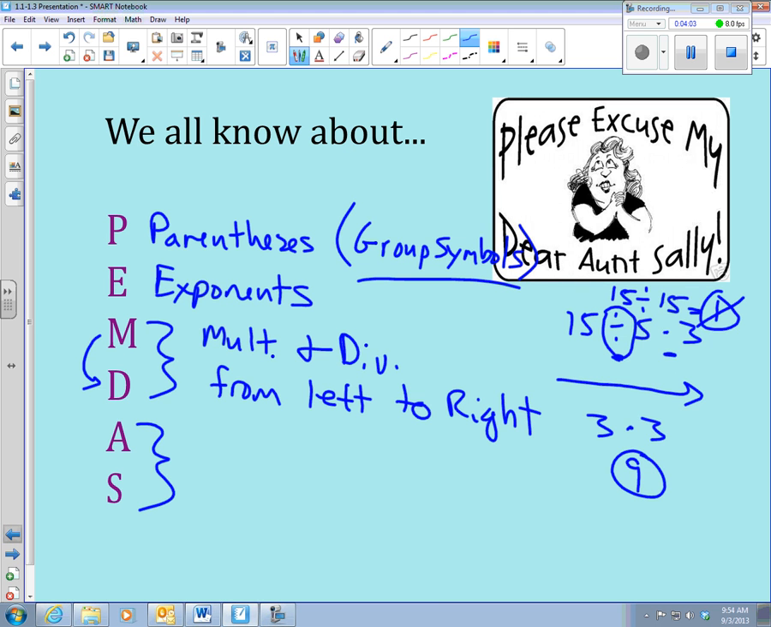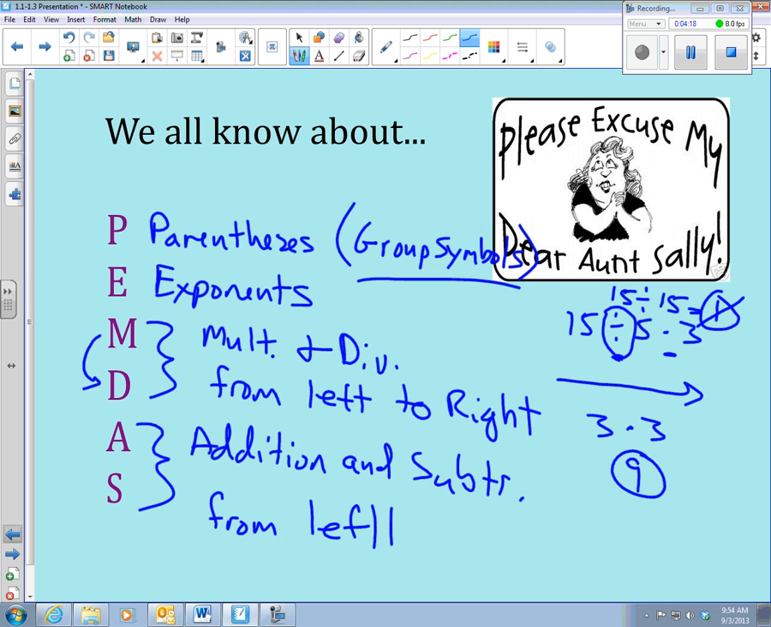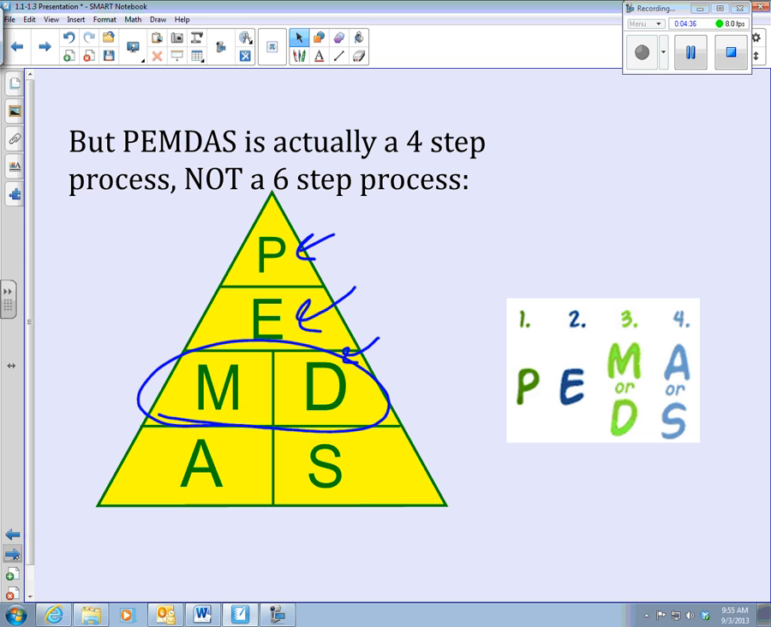Addition and subtraction, the same thing. Addition and subtraction, left to right. Just like we did up here, left to right. So you don't always do addition before subtraction. It depends on which one shows up first in your expression. And here it is in this little pyramid also. Addition and subtraction, you're always going to take care of last when you're working with PEMDAS.